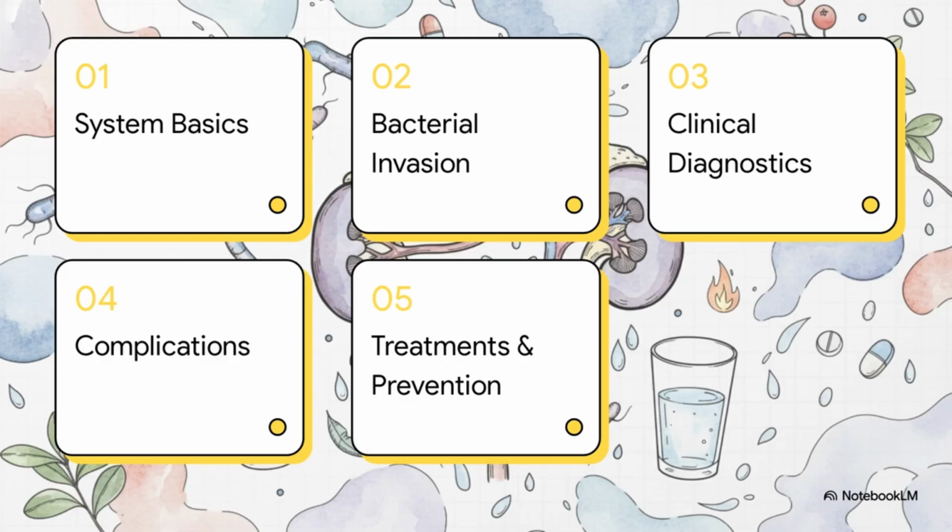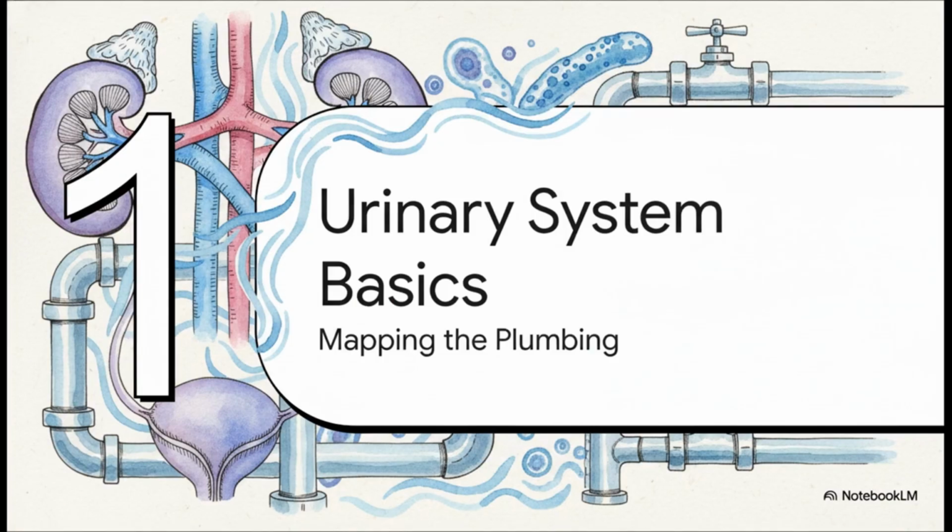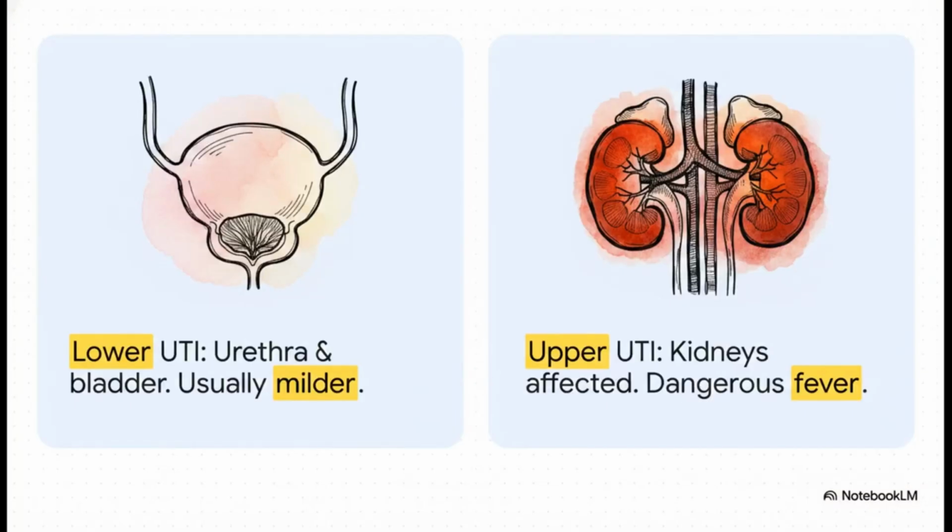Section 1. The urinary system basics. Mapping the sterile plumbing. Let's get into it. Now, to understand an infection, we first need to understand the territory, isn't it? Think of your urinary system as a highly efficient, naturally sterile biological plumbing system. It includes the kidneys, which filter the blood, the ureters that act as transport pipes, the bladder, which is basically your storage tank, and the urethra, the exit tube.